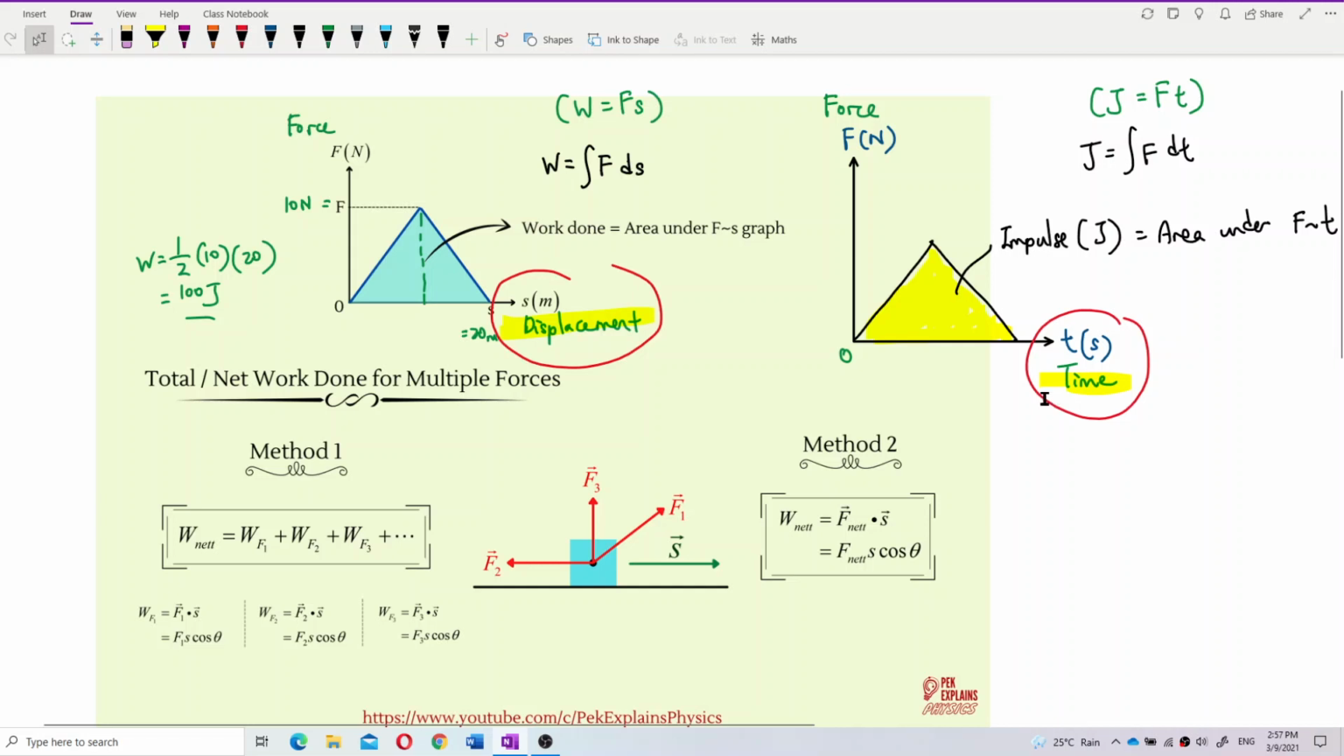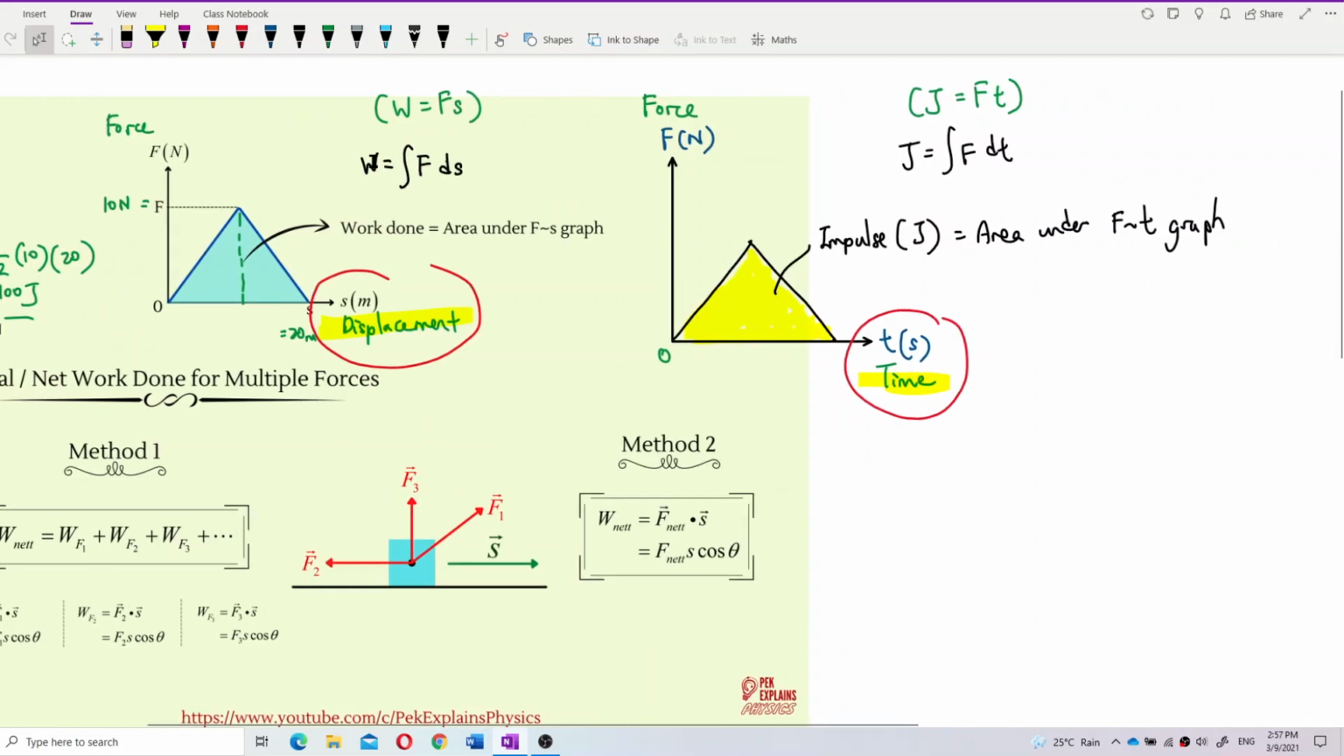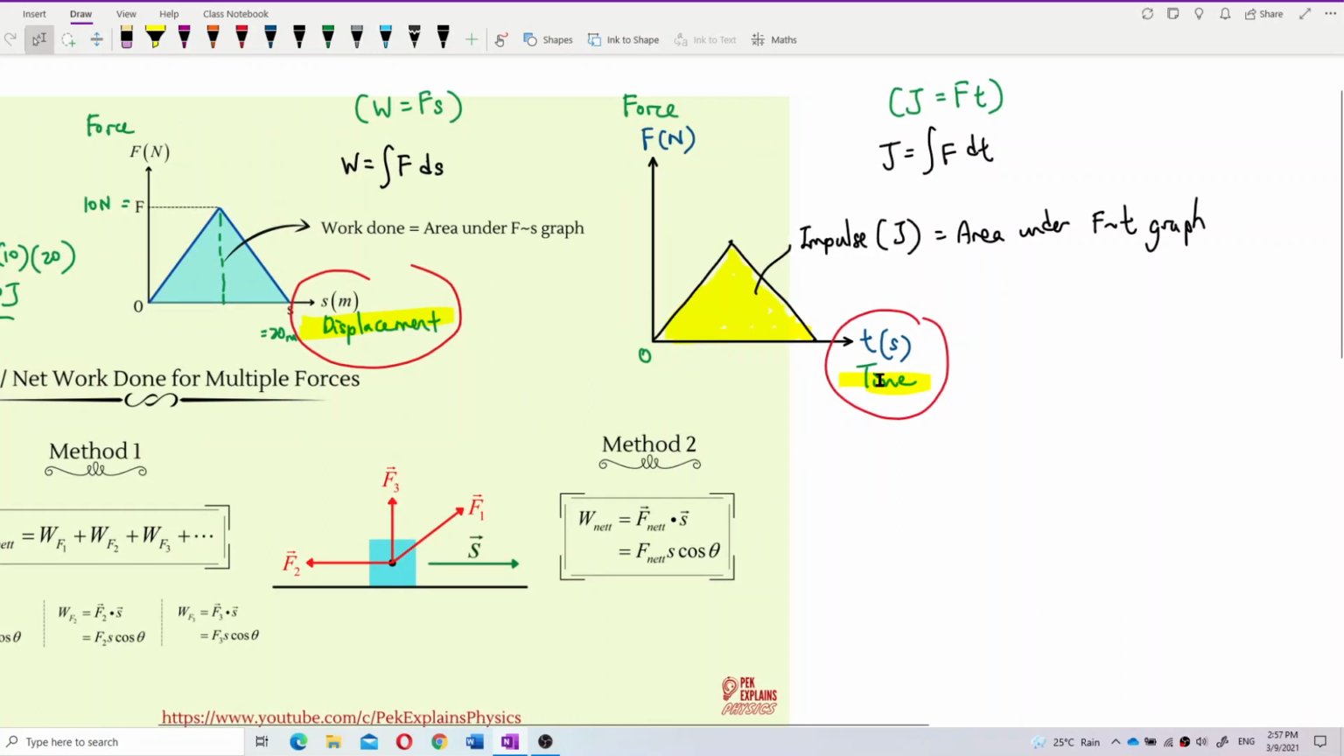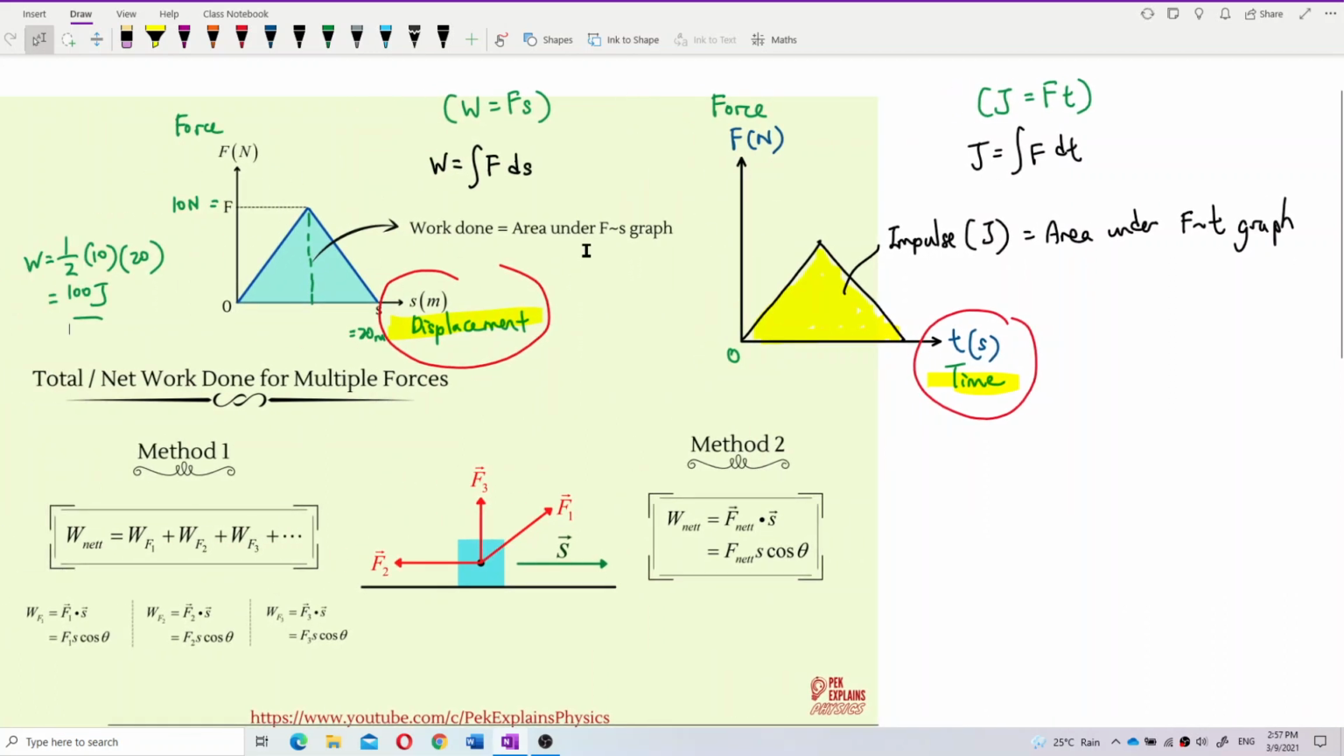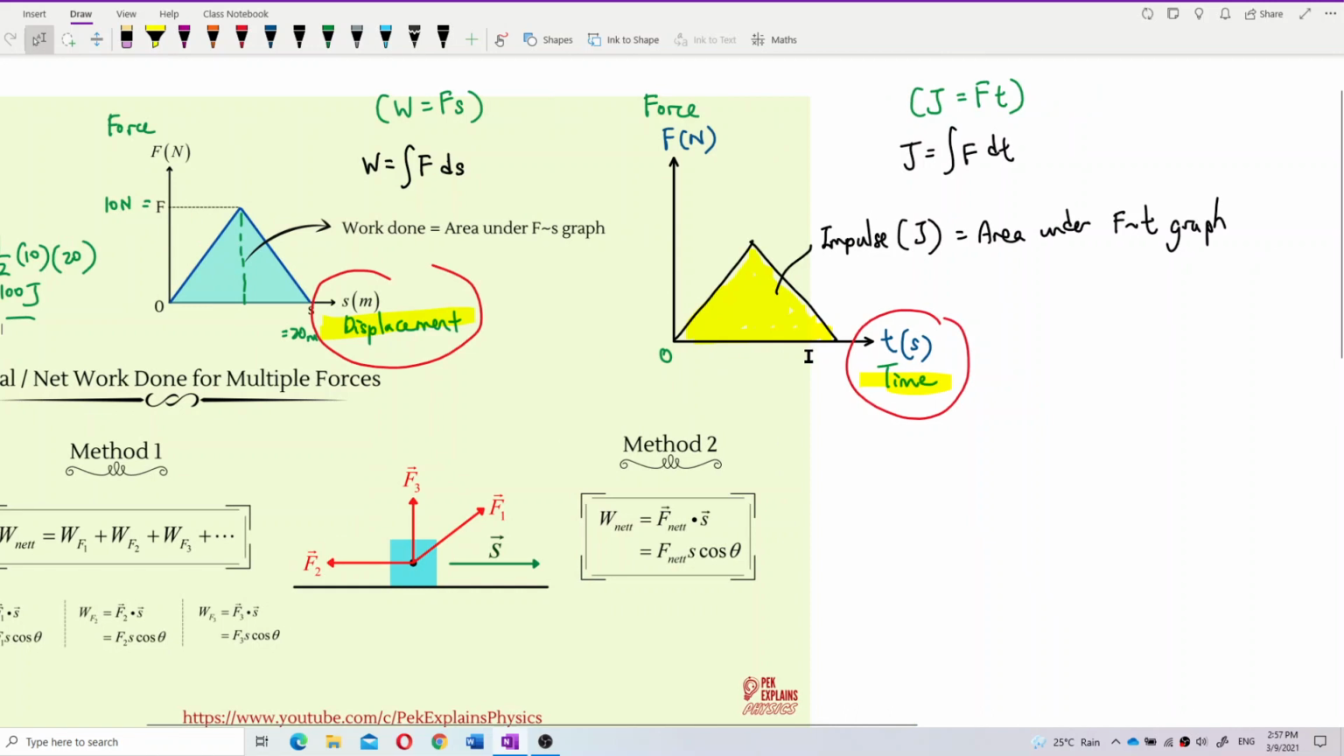Okay, hope you understand. This is force time, this is force displacement. Force displacement area is work done. Force time area is impulse. Impulse is the change of momentum, or we can say final momentum minus initial momentum, or mv minus mu. This is from the previous chapter.